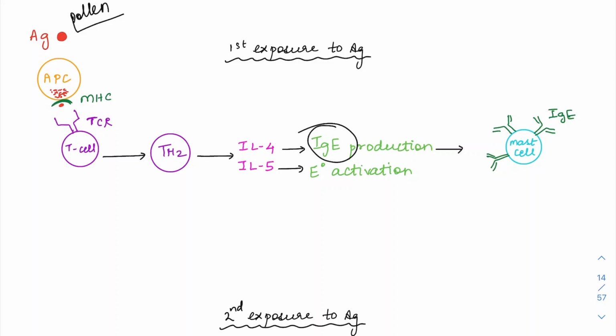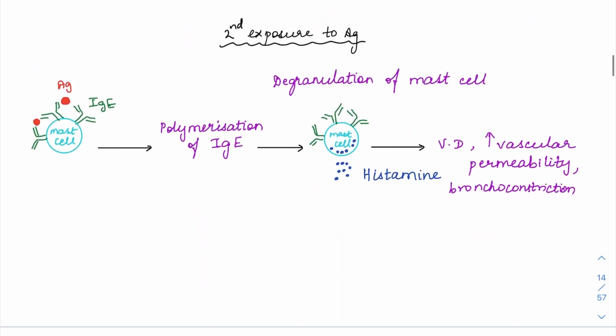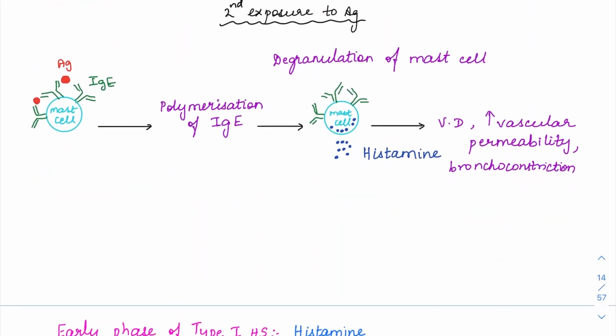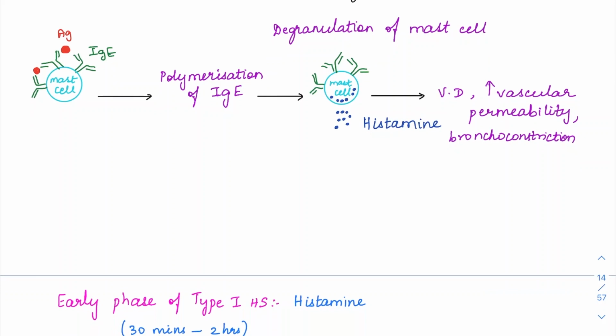With subsequent exposure, that is the second exposure, this antigen is going to come and attach with the IgE present on the mast cell, and this will result in the polymerization of IgE. So lots of IgEs are going to get attached to that. Polymerization of IgE is going to cause the degranulation of the mast cells. So the granule contents of the mast cells are going to be released. The most important contents of the mast cell are histamine and serotonin.